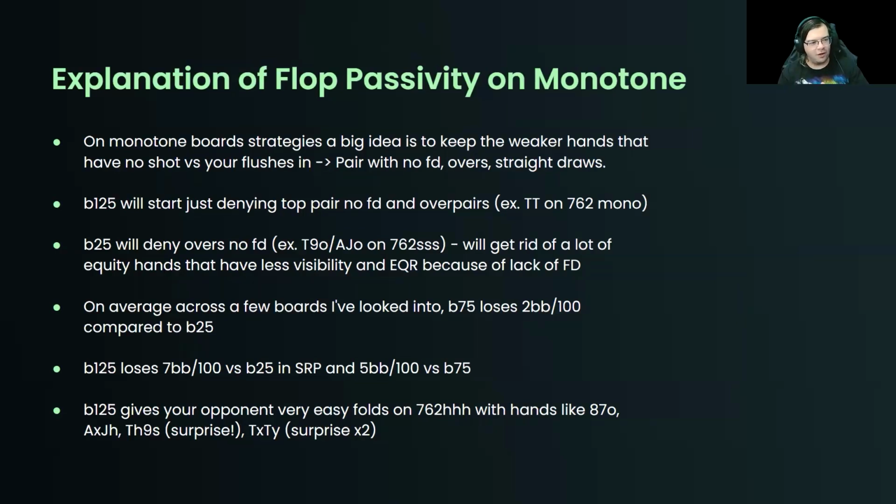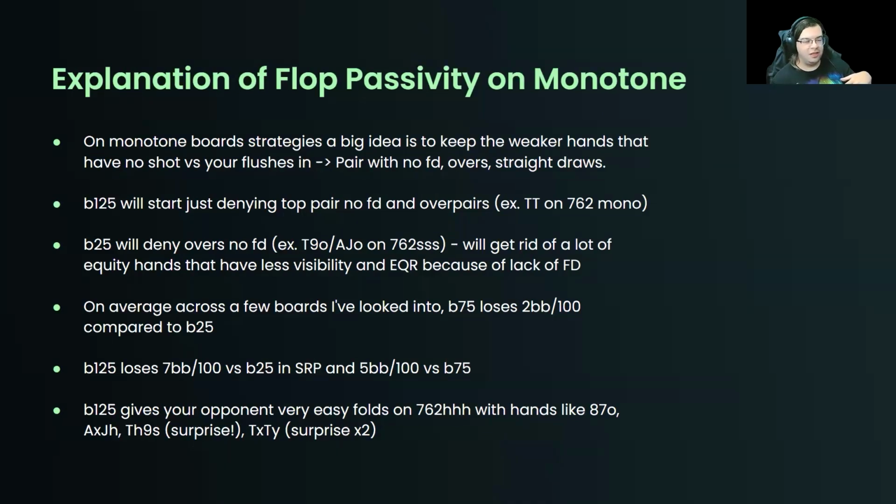Why are we so passive on flops? Why do we use small sizes, right? So on monotone board strategy, it's a big idea. The biggest idea is to keep his stuff that is, so your flushes are invulnerable. He has a lot of stuff that can never win against a flush. You want to kind of deny those, right?